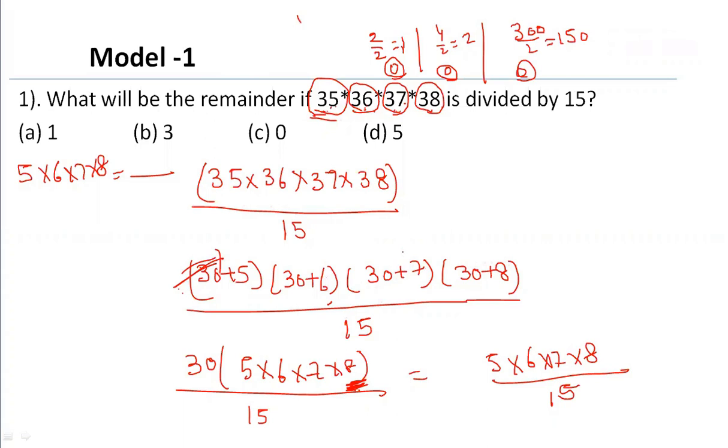6 fives are 30, 8 sevens are 56. So 56 threes, how much? Calculate the value. So 5 into 6 multiplied by 7 multiplied by 8. That is nothing but 1680.